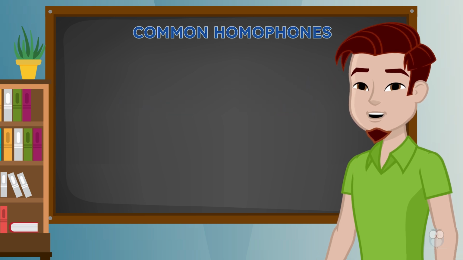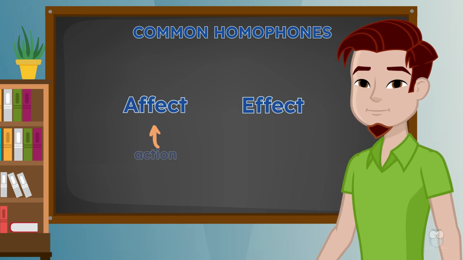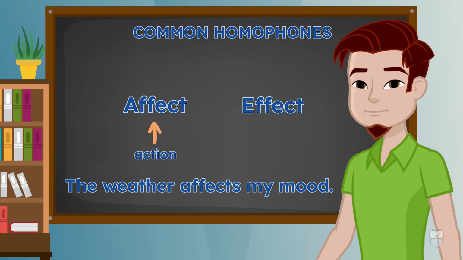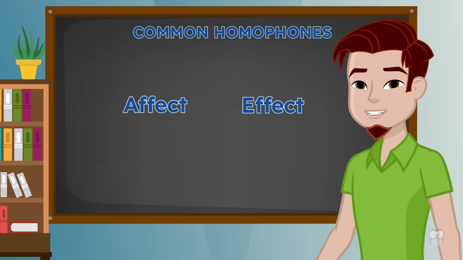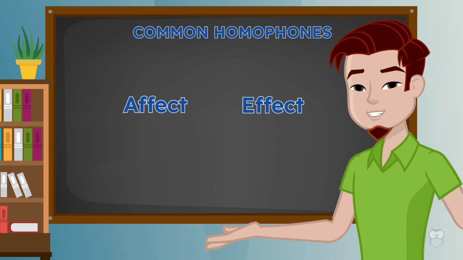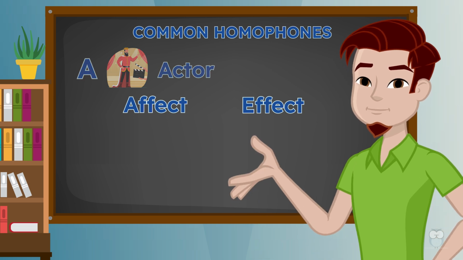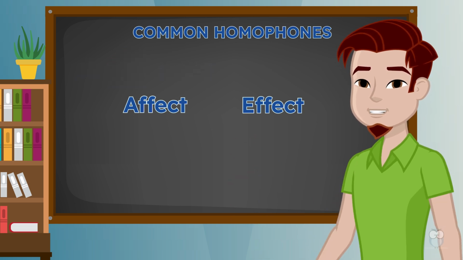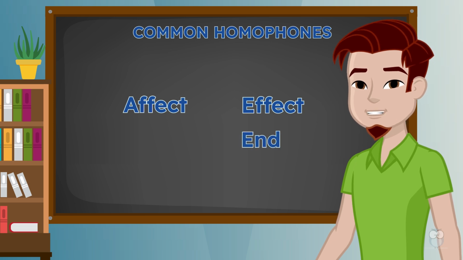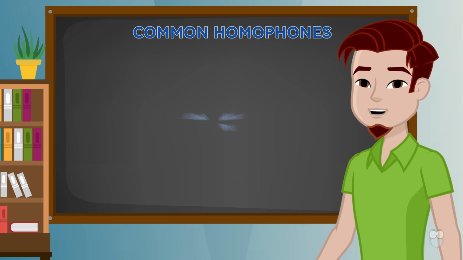Lastly, affect versus effect. Affect with an A is an action, as in the weather affects my mood. Effect with an E is a result, as in the new rule had a big effect. I'd like to think of affect with an A as the actor, both words starting with the letter A, so that's easy to remember. Affect, actor. While effect with an E is the end result of something. Both effect and end begin with the letter E, so that's easy to remember. Effect, end. There you have it.